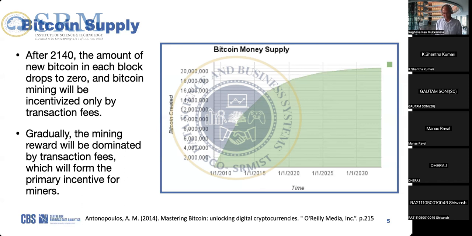So that means whenever the miners produce a new block, they will only get 6.25 Bitcoins worth. And in the next iteration, it will reduce to 3.125 or something like that. So gradually the reward for the new block is decreasing, the number of new coins you can create.